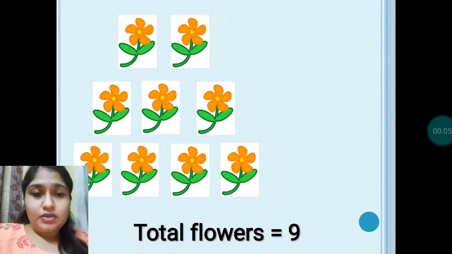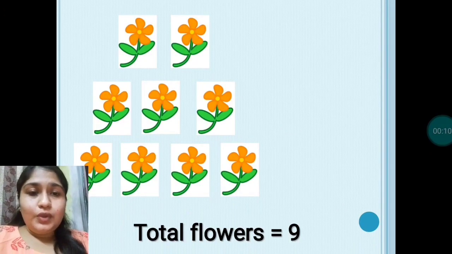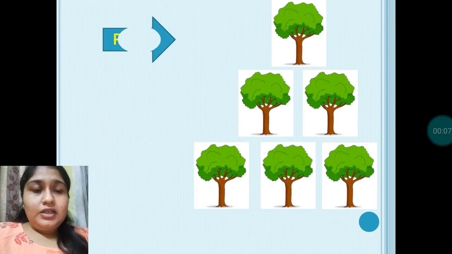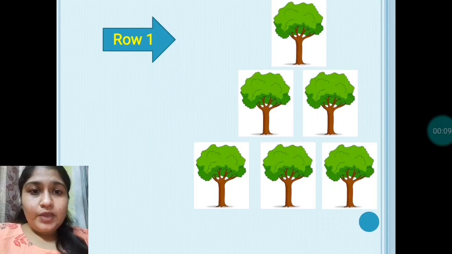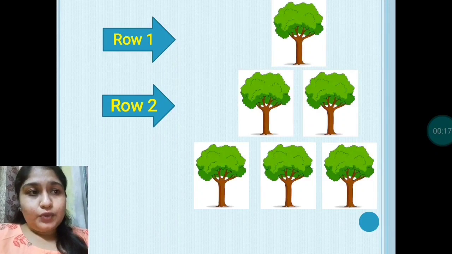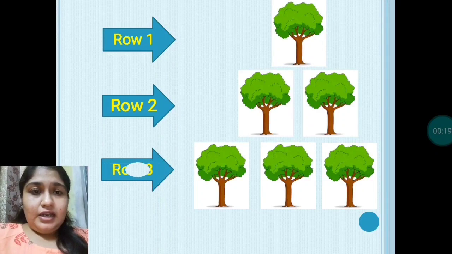Okay. So now in this chapter, we have to count these objects in groups. So let's see another example. As you can see on the screen, this is the picture of a tree. We have to count these trees in groups. This is row 1. In row 1, how many trees are there? Only 1. In row 2, how many trees are there? 2.